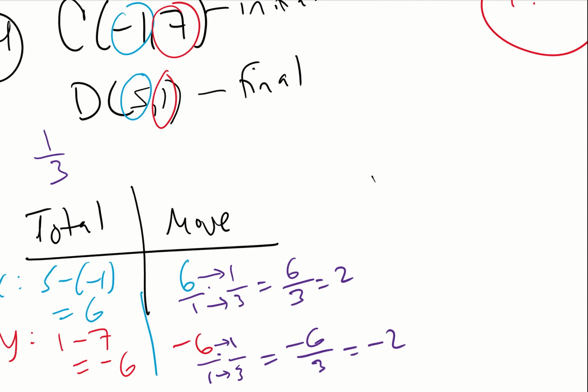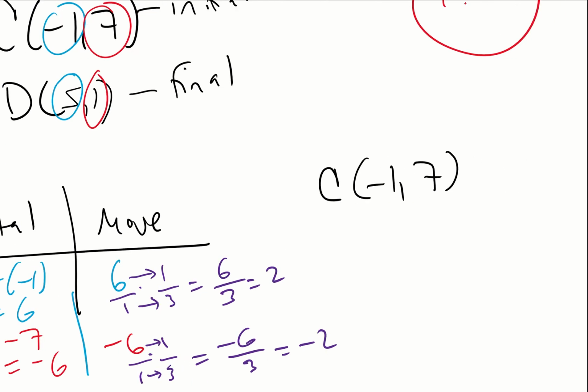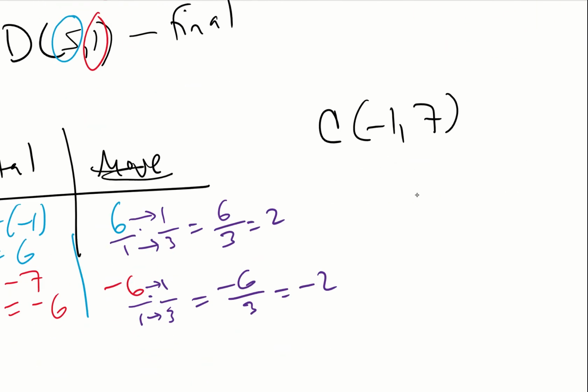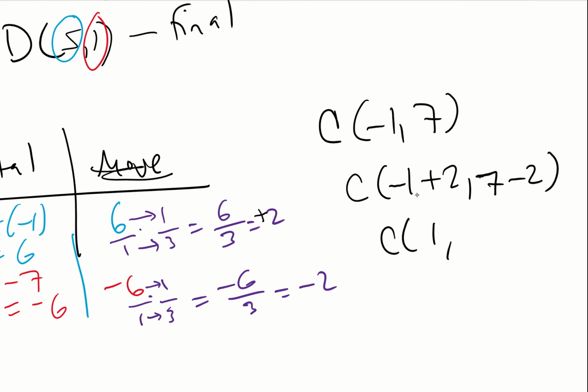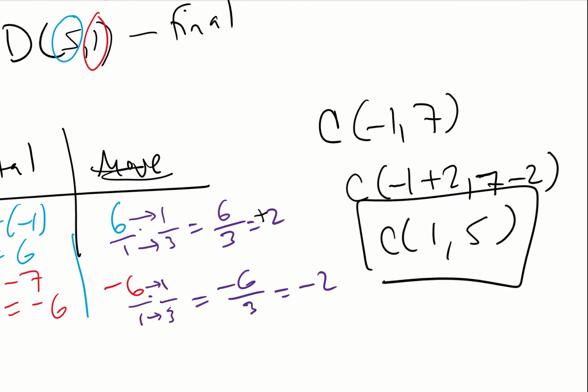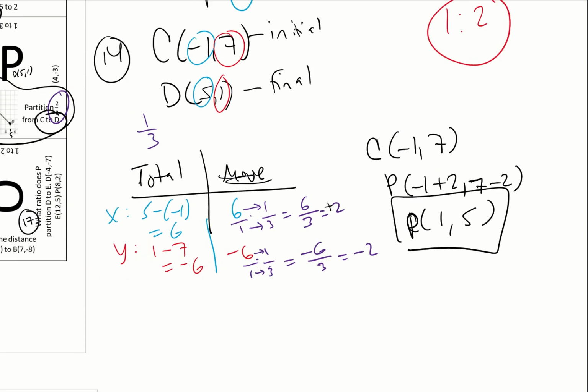All right, so remember we start out from our starting point, which is C. That C is my initial. And we're going to move, that's what it's called the move distance. We're going to move this plus 2 and then minus 2. Plus 2 in the x, minus 2 in the y. We get 1, 5. And it's not going to be point C, it's going to be point P, a new point. And point is 1, 5.